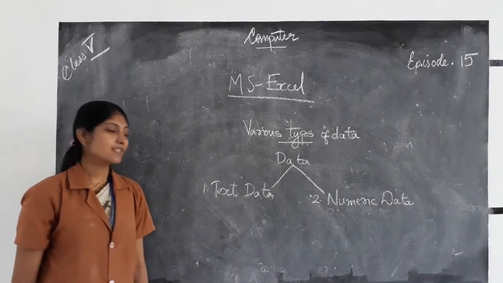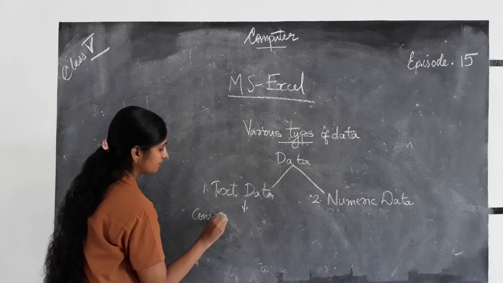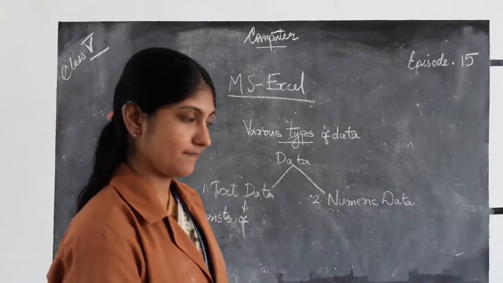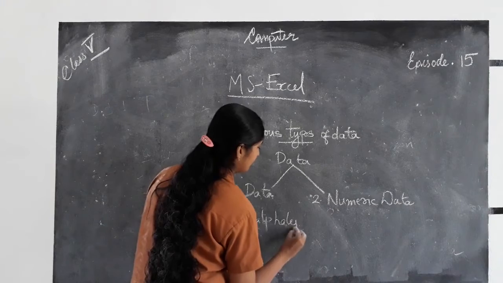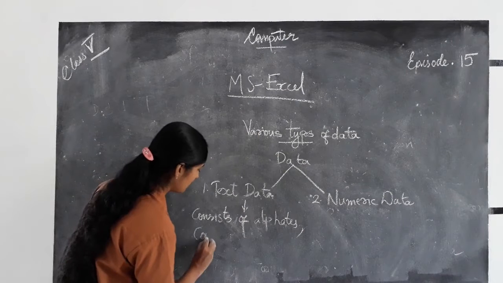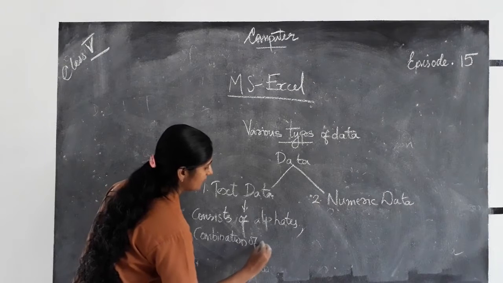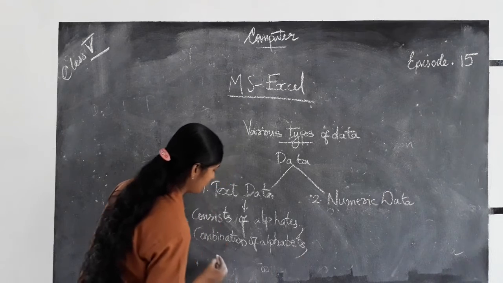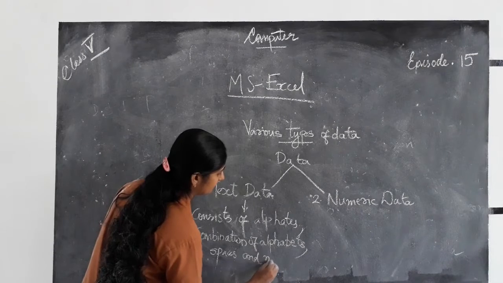So first one is what? Text data. Text data consists of alphabets, then combination of alphabets, spaces and numbers.